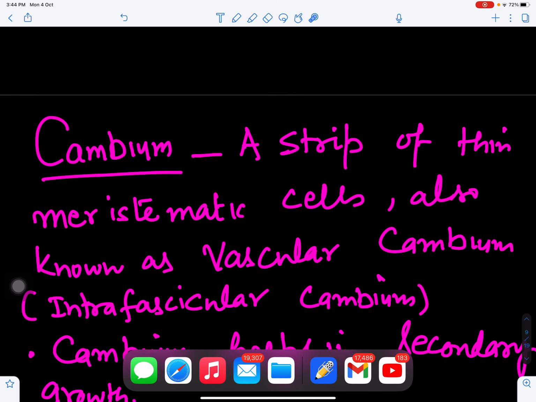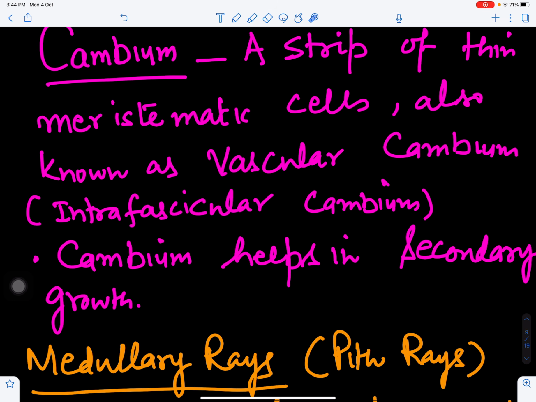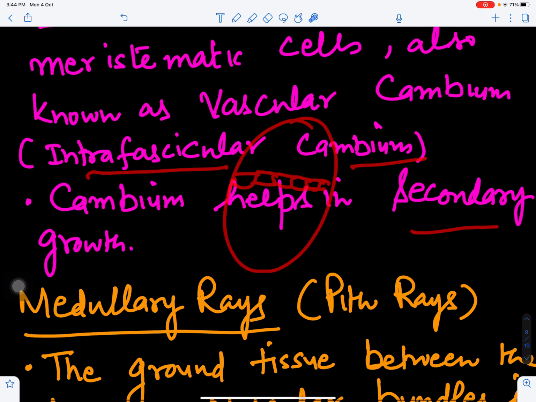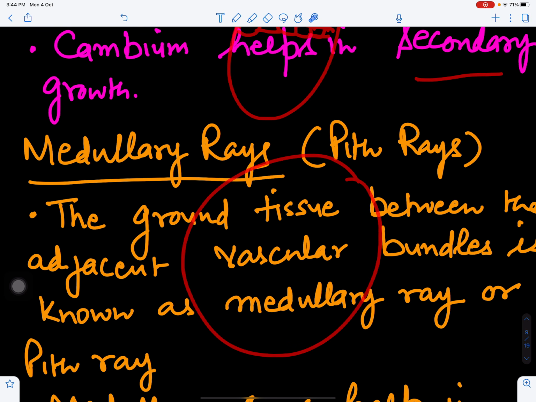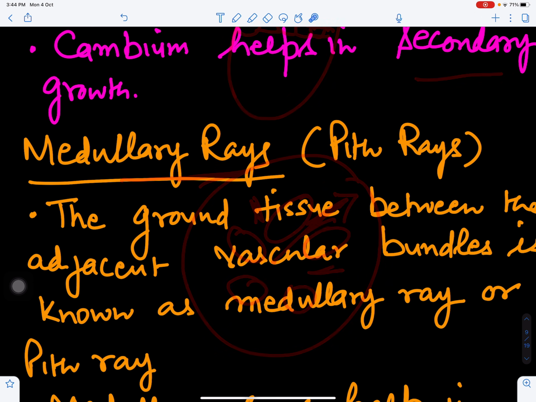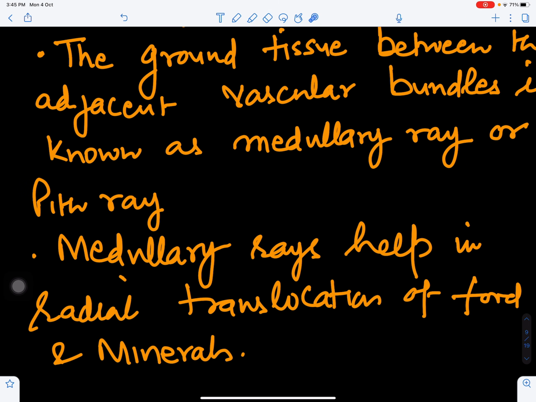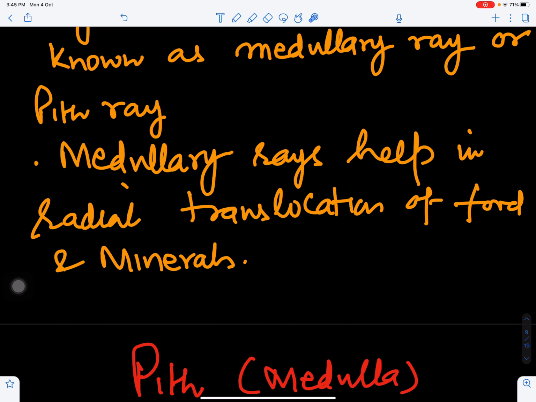Now, the strip of cambium we have already discussed. This is a thin area present between the vascular bundles. This is a vascular bundle, and this is the thin strip present between the vascular bundles. This is also called interfascicular cambium, which helps in secondary growth. Now, medullary rays: we know this is the stem and these are the vascular bundles, and in between is the parenchymatous zone, called medullary rays, which is important for lateral translocation of food and minerals to the plant. So this is present between the vascular bundles, helping in radial translocation of food and minerals.